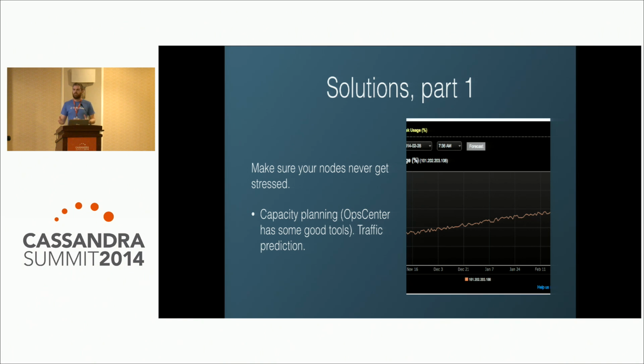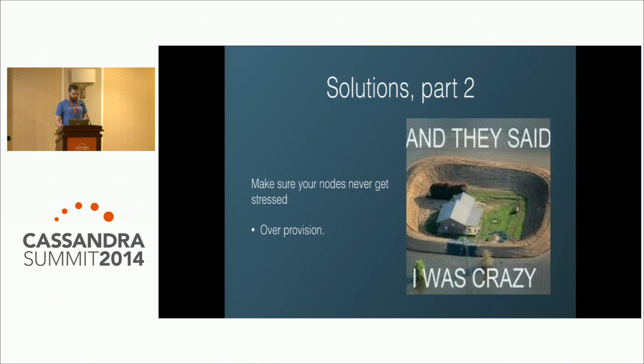This isn't an unreasonable thing to say. You can do it with a bit of capacity planning. DataStax OpsCenter actually has some really good tools around that, for predicting load, predicting CPU usage, that kind of thing. The other option is to over-provision. This is probably one of the simpler options, but it's also quite expensive.